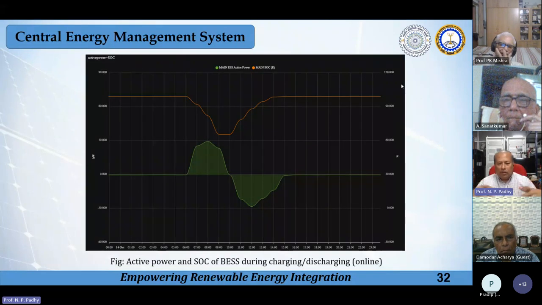And we have also plotted some real-time characteristics, as you can see. One is kilowatt, the main active power output, in green color. You can see how the battery is behaving, and the state of charge of the battery can also be measured from time to time. These characteristics can be changed based on our instruction, considering the requirements.